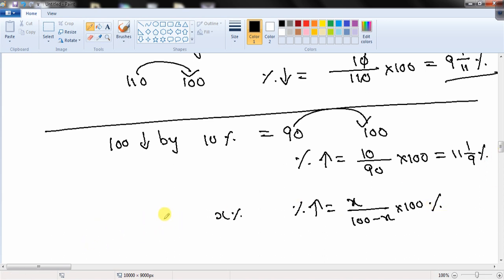If a quantity is decreased by X percentage, the decreased quantity should be increased by X upon 100 minus X into 100% to get back to the original quantity.